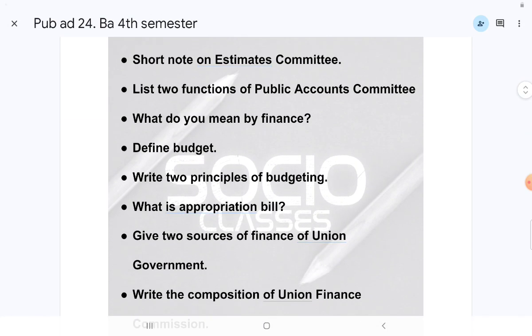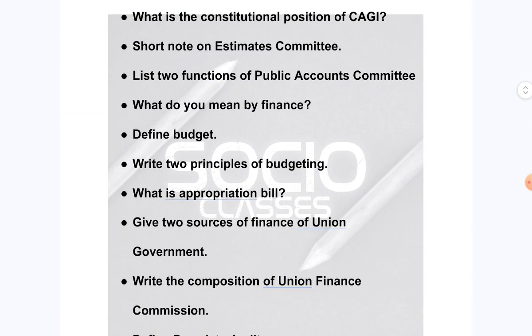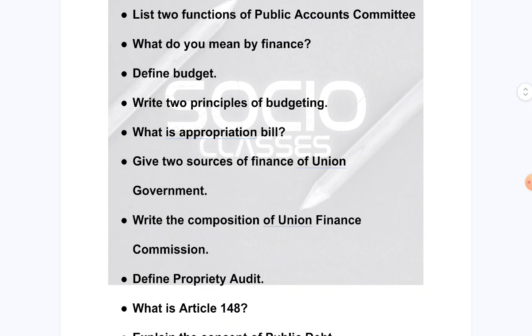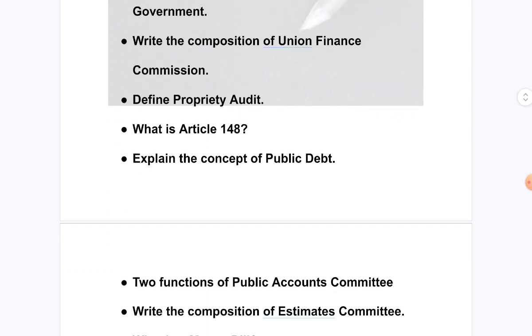Short note on Estimates Committee. List 2 functions of Public Accounts Committee. What do you mean by finance? Define budget. Write 2 principles of budgeting. What is appropriation bill? Give 2 sources of finance of Union government. Write the composition of Union Finance Commission. Define proprietary audit. What is Article 148?